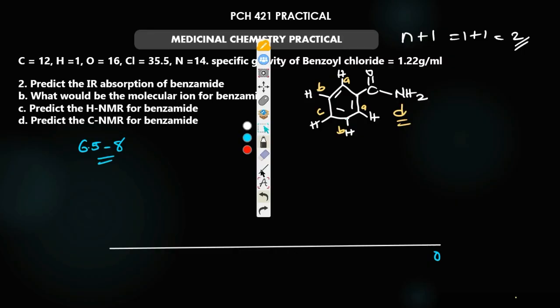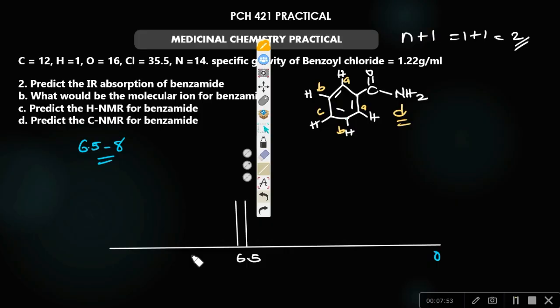Now, how do you represent a doublet? I told you that it will be around the region of what? 6.5 to 8. So let me just come here and put 6.5 here. So it's going to show around this region as a doublet. So you are going to have a doublet here, like this. Is that okay?